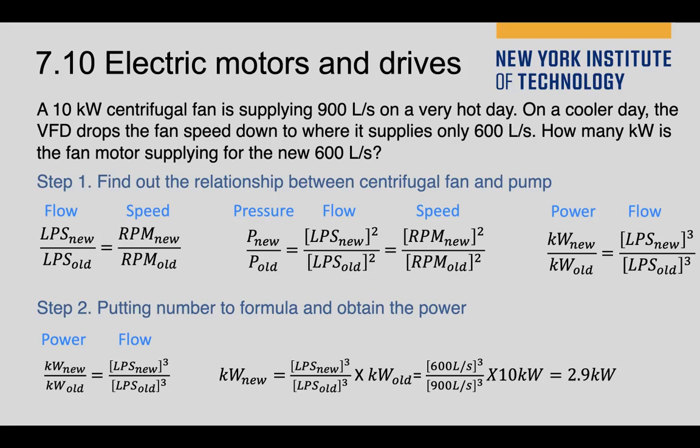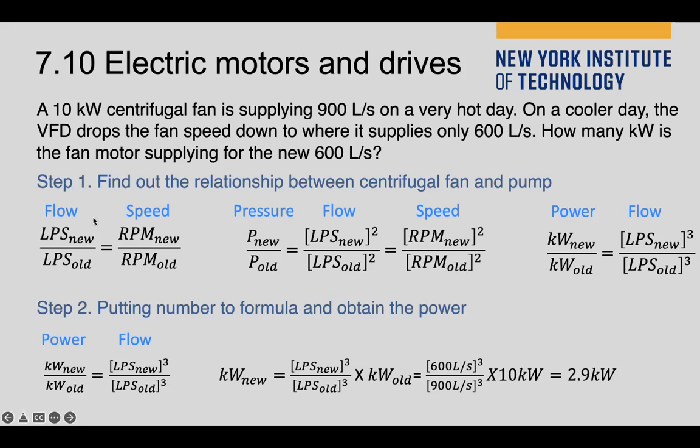On a hot day, we need more airflow to make the room atmosphere, with more flow rate to drive the hot or high temperature air out. So it needs to have 900 liters per second. But on the cooler day in the winter, I don't need so much flow rate. I only need 600 liters per second. So how many kilowatts of the fan motor are supplying for the new 600 liters per second?